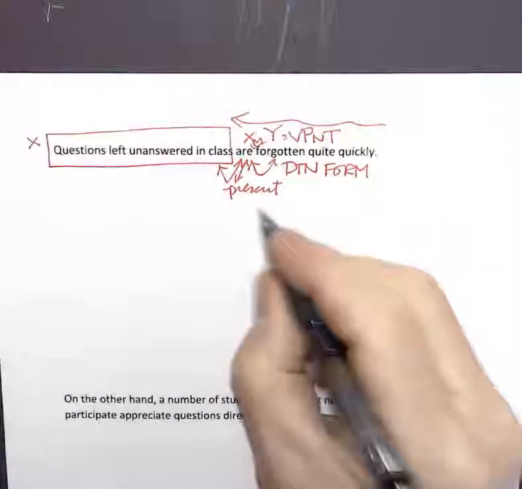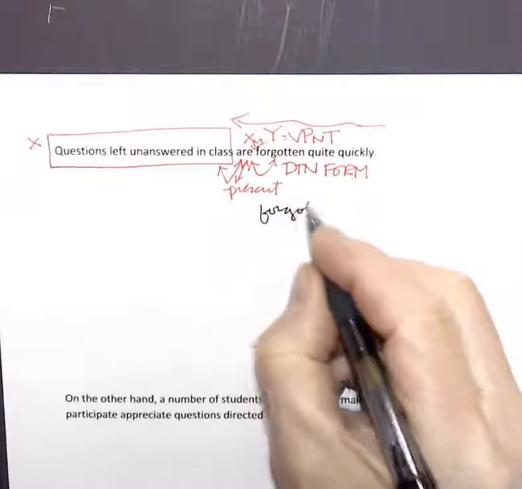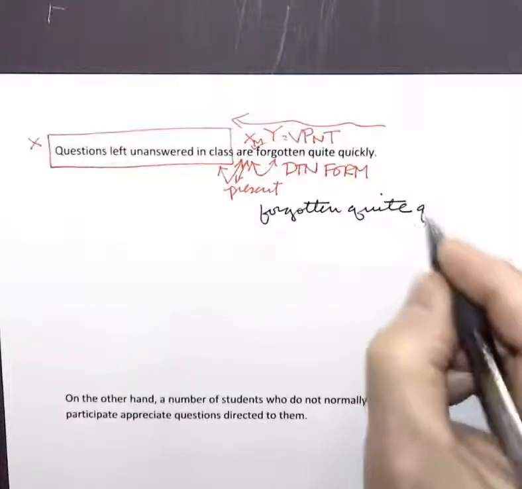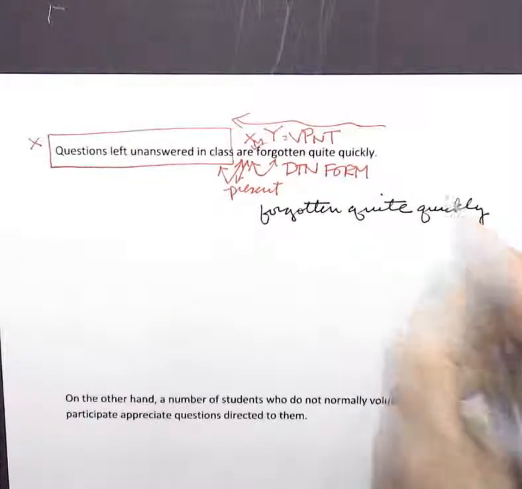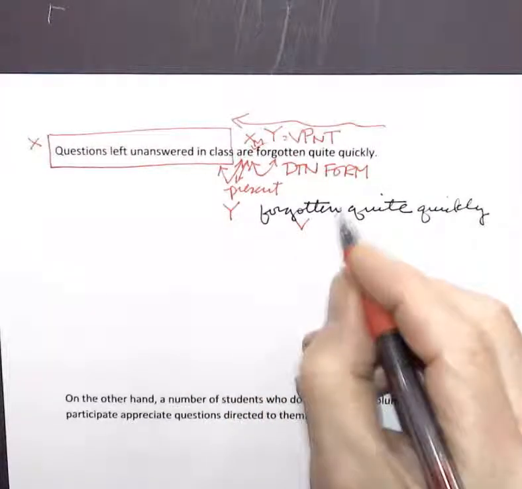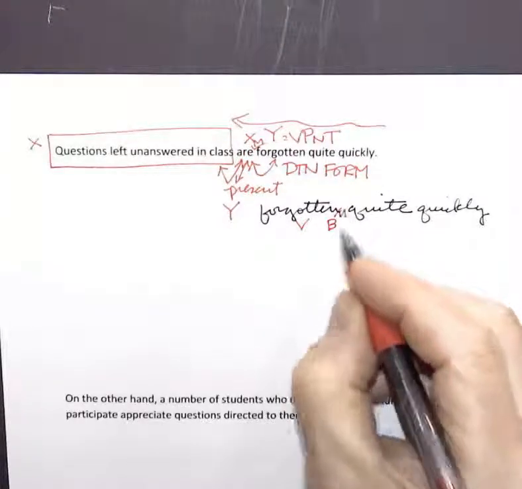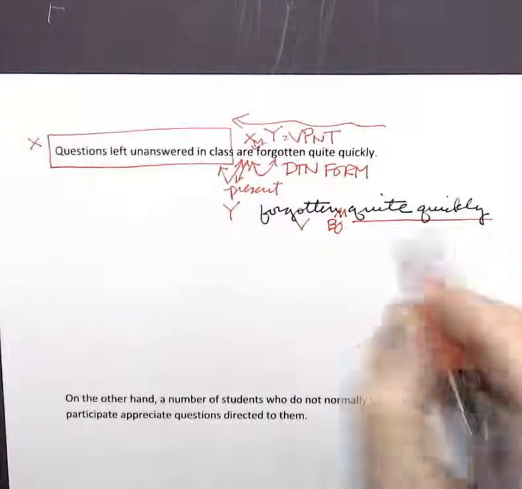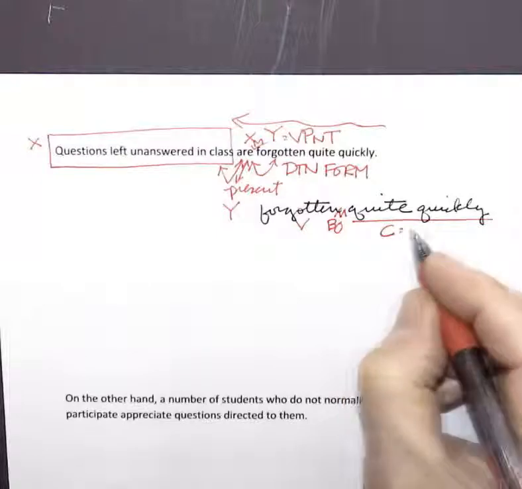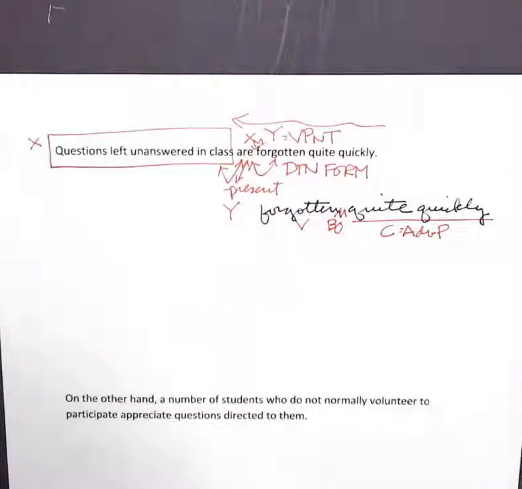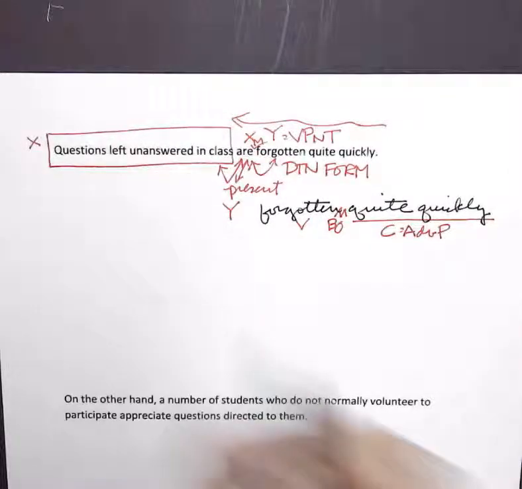Let's rewrite our verb phrase. Forgotten quite quickly. That's coming from our Y. Forgotten is the verb. The particle place is empty. The object place is empty. And quite quickly is the complement. It's an adverb phrase. Now let's take a look at our subject.